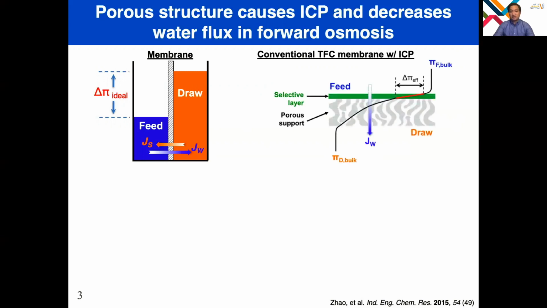The ideal driving force for this process is the difference in osmotic pressure between the feed and the draw solution. Current membrane design, as shown in this schematic here, usually comprises a thin selective layer with excellent water over salt separation property, and a porous support underneath to provide the needed mechanical strength. However, an interesting phenomenon develops in the porous support, known as internal concentration polarization, or ICP. This reduces the effective osmotic pressure difference as shown here in this schematic.